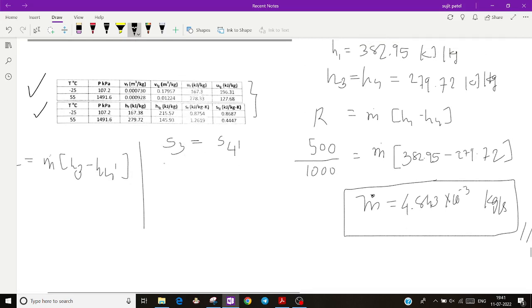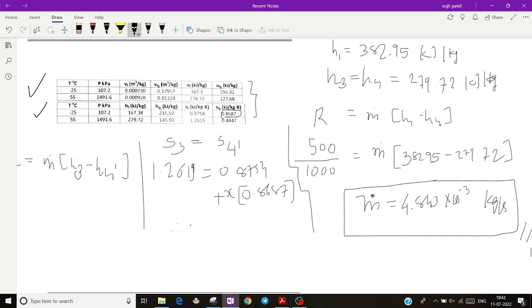At point 3, the entropy of liquid is 1.2619 from this property table at 55 degrees Celsius. And at 4 dash, that means the entropy of the refrigerant in the wet region at minus 25 degrees Celsius, or the evaporator temperature, is SF 0.8457 plus X times SFG, where SFG here is 0.8687.